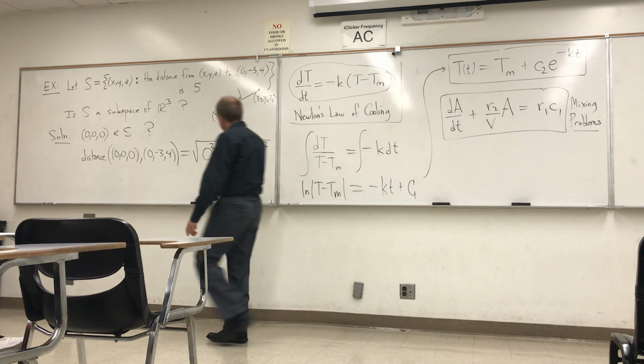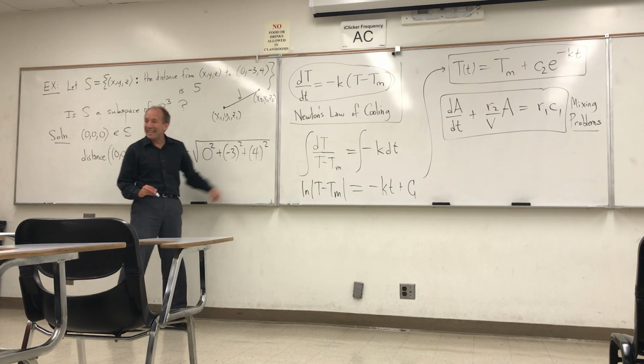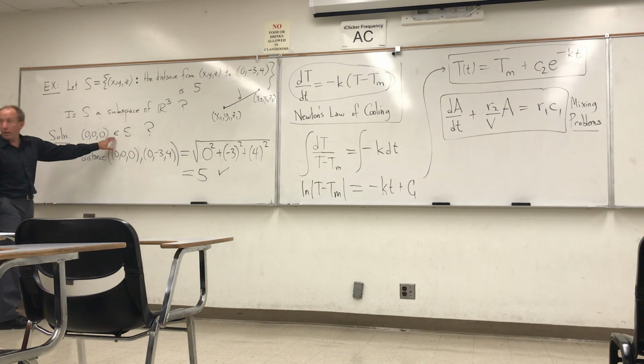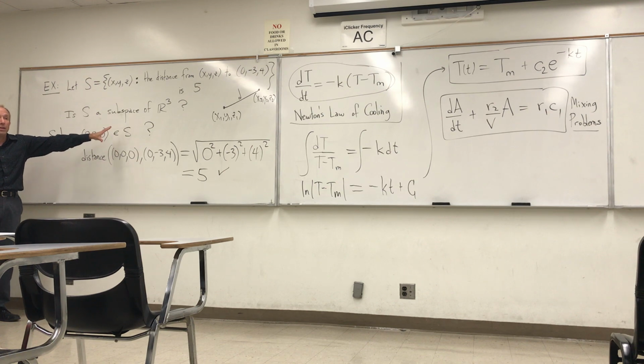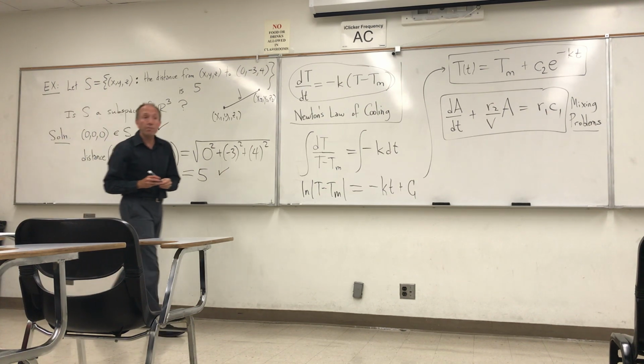Does this add up to 5? Yes. Square root of 0 plus 9 plus 16, that's the square root of 25, that is equal to 5, which is a yes. So is the zero vector in the set? Yes, it is. Okay, does that mean that it is a subspace of R3?